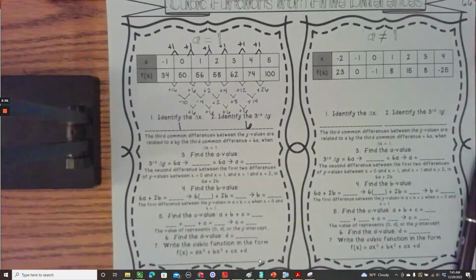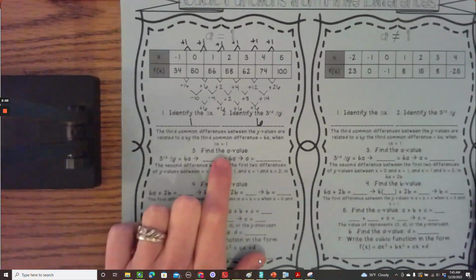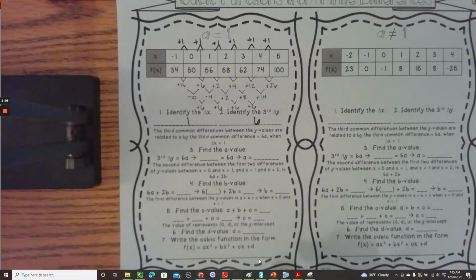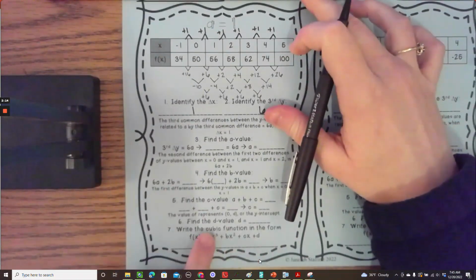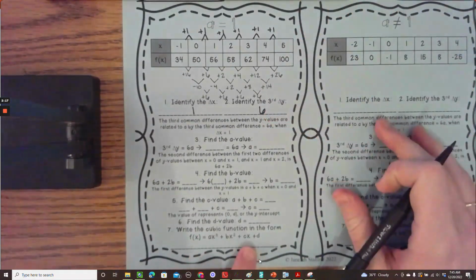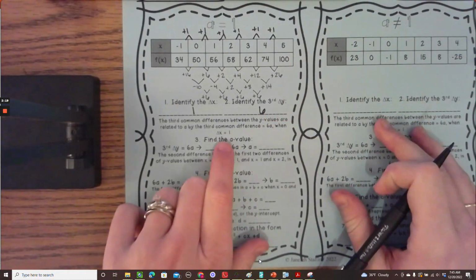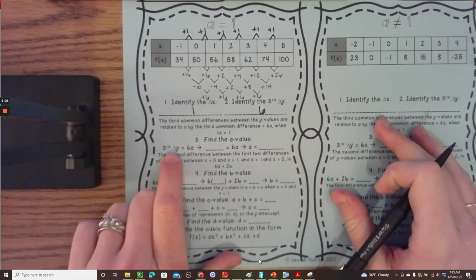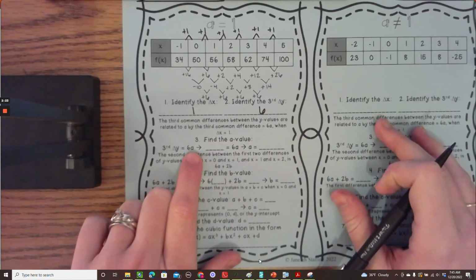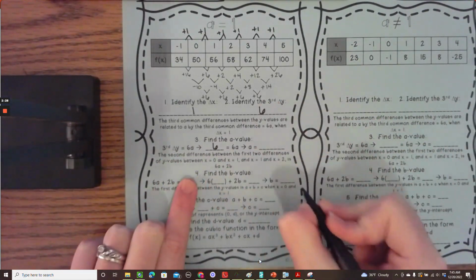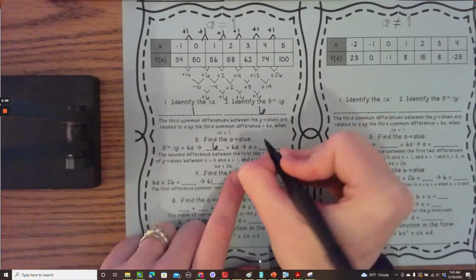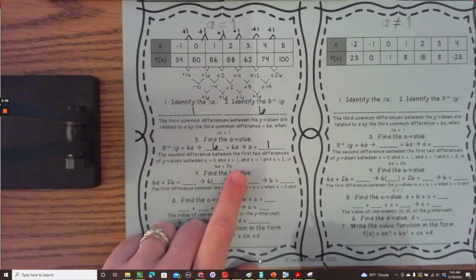Okay, so here's how we write these. So we're going to have 4 values, a, b, c, and d. So cubic functions, I'm going to write this on the side here for you, are in the form, well, I don't have to, it's on the bottom. Ax cubed plus bx squared plus cx plus d. So to find the a value, it's the third change in y, and that we set equal to 6a. So the third change in y is 6. So 6 equals 6a. If we solve that equation, a equals 1.